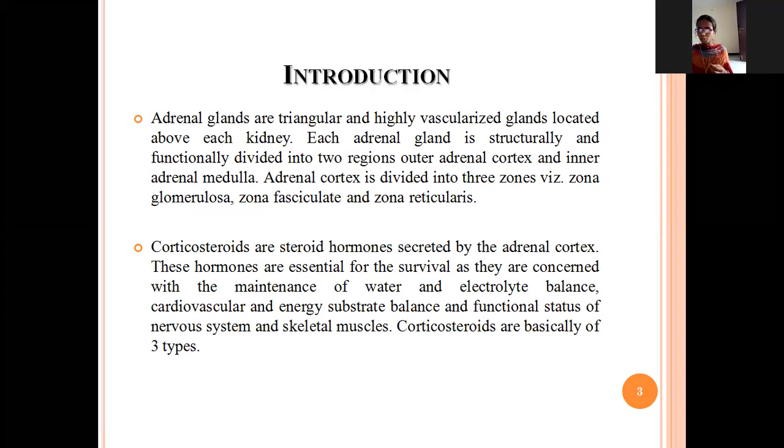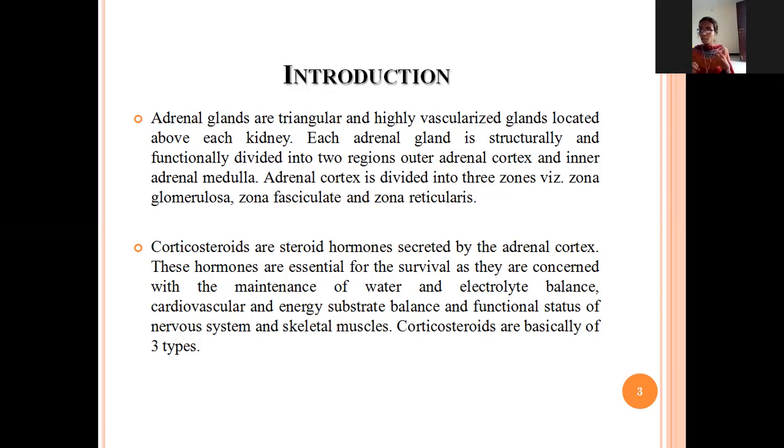So let's discuss the introduction to corticosteroids. The adrenal glands are triangular and highly vascularized glands located on each kidney. Each adrenal gland is structurally and functionally divided into two regions, that is the outer adrenal cortex and the inner adrenal medulla.